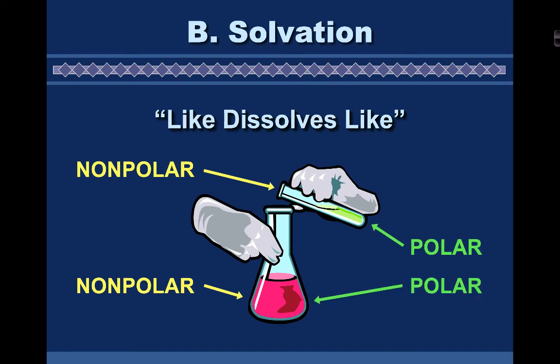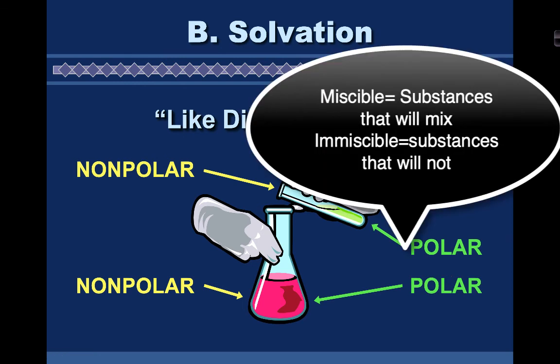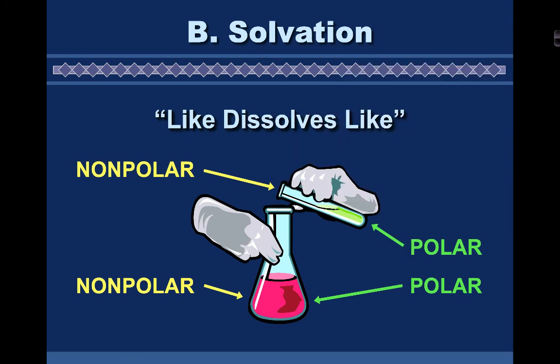Now, polar and polar will also mix. Like dissolves like. If you take something like water and mix it with ammonia, those things will be miscible. There's miscible and then there's immiscible. Miscible means that they will mix together. Immiscible, with an I in the front, will not mix. So a nonpolar with a polar substance will not be miscible. They will be immiscible.